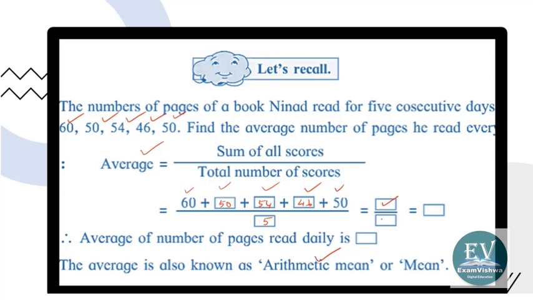Totaling this and dividing it by 5 and getting the answer is not a big job. I am not doing it. But average is nothing but totaling each event or each item and dividing by the number of items or number of occurrences. We call it average, and statistics calls it arithmetic mean or mean. This you have studied last year.